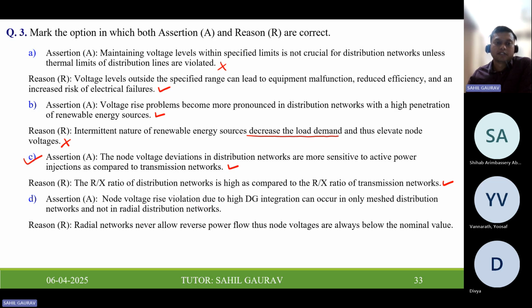Now let us also see the D option. Node voltage rise violation due to high DG integration can occur only in mesh distribution network, not in radial distribution network. So this is incorrect. Radial networks never allow reverse power flow, thus node voltages are always below the nominal value. This is also incorrect. Therefore, C is the correct answer.